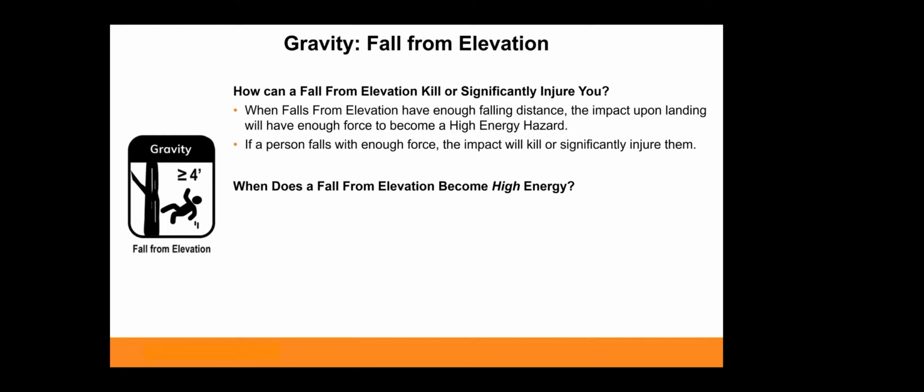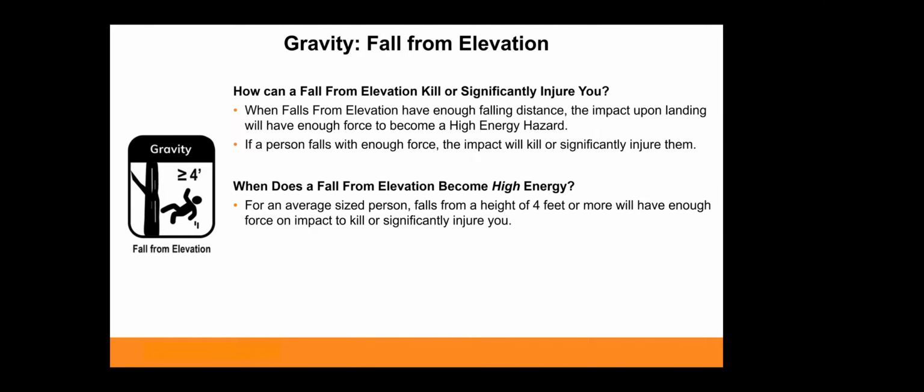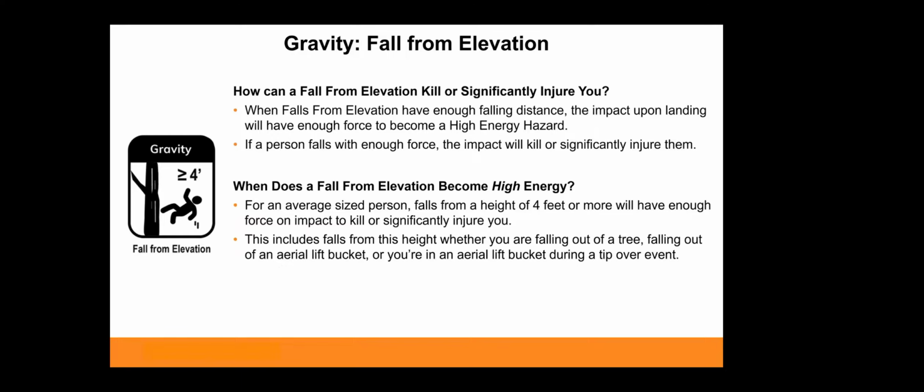When does a fall from elevation become high energy? For an average sized person, falls from a height of 4 feet or more will have enough force on impact to kill or significantly injure them. This includes falls from this height, whether you're falling out of a tree, falling out of an aerial lift bucket, or you're in an aerial lift bucket during a tip over event.